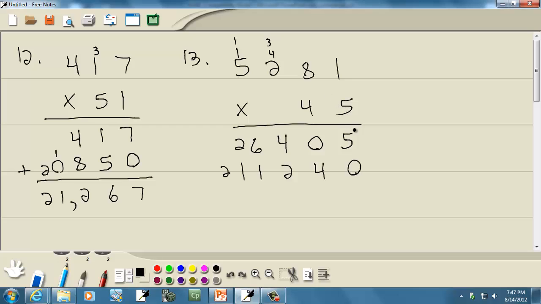Let me double check my math here. 0, 4, 10, 14, 25, 26, okay, 0, 4, 2, 3, 11, 1, yeah. Then you add these together. 5 plus 0 is 5, 0 plus 4 is 4, 4 plus 2 is 6, 6 plus 1 is 7, 2 plus 1 is 3, and this is 2. So our answer would be 237,645.